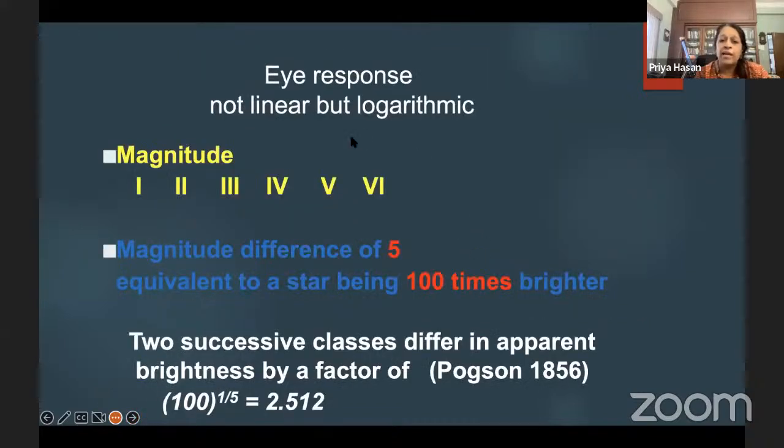Right. Like I mentioned, the other important thing is that the response of our eyes follows a logarithmic scale and not a linear scale. So for example, if there's a magnitude difference of 5 between 1 and 6, you'll see that this goes as a factor of 100 times brighter. If you look at two successive classes which differ in apparent magnitude, you'll get 100 to the power of 1 by 5, which is 2.512, which is the factor of brightness between magnitude 1 and magnitude 2 stars, right?